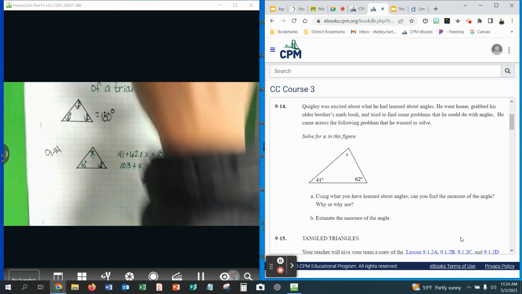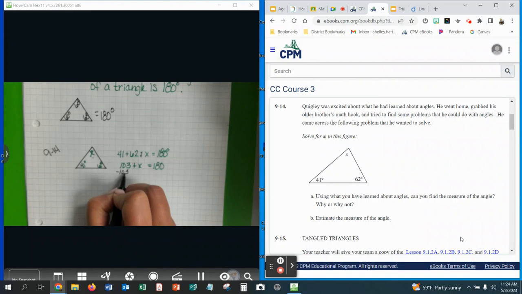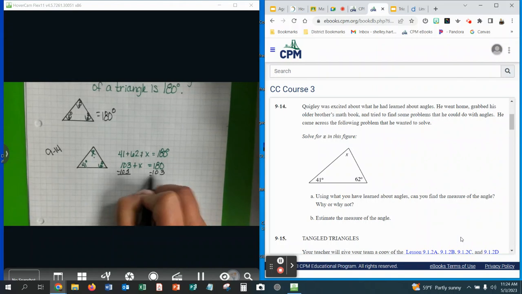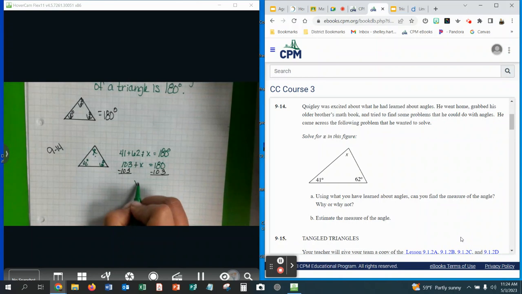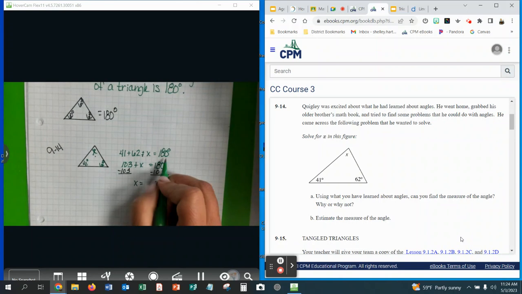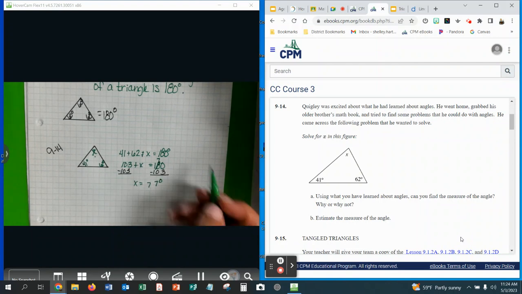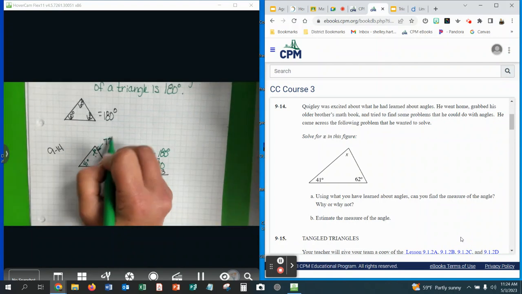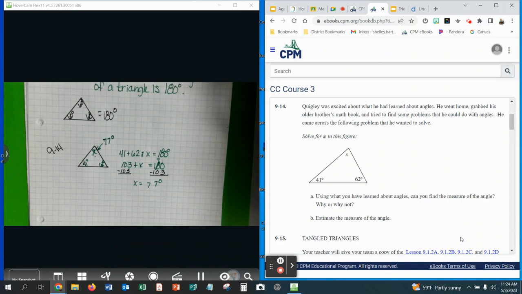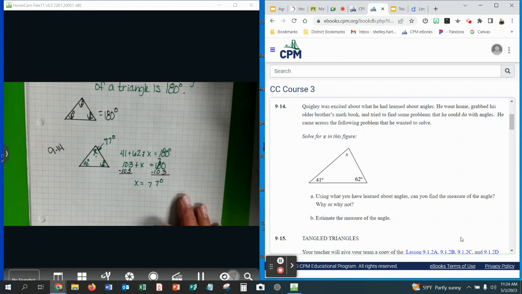I subtract 103 from both sides. I get x equals 77 degrees. So our x, or this spot right here, is 77 degrees. If you add all of those up, it should equal 180. If it doesn't, you did it wrong. Just know that all you're doing is adding up two things and subtracting from one thing to get that missing angle.